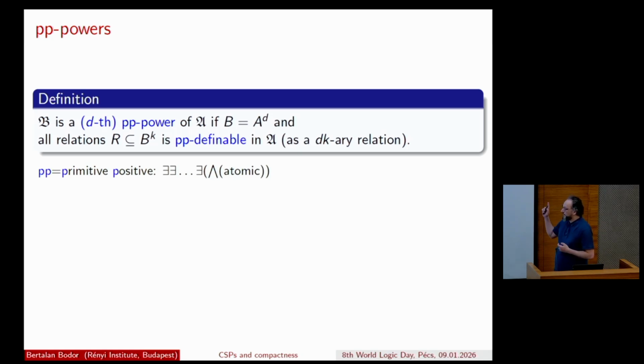I will start with PP powers. That's the slightly more technical one. So I'm saying that the structure B is a PP power of the structure A if, first of all, B lives on a power set of A. And all relations which live on B are PP definable in A, so they're becoming a big relation. And what is PP definability? The PP stands for primitive positive. It means it could be any formula with this restriction. It's quite restricted. You can only use existential quantifiers and conjunctions of atomic formulas inside. So this is primitive positive.